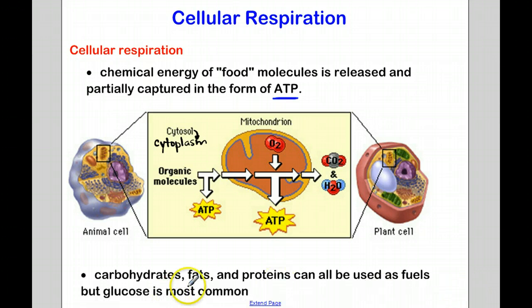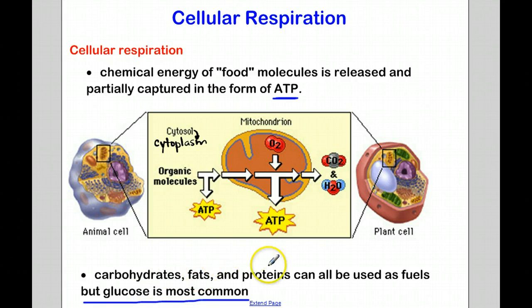Here's something important: carbohydrates, fats, and proteins can all be used from our food as fuels, but glucose is the most common. Okay, glucose is really generally what eventually makes its way into this whole process. And remember that glucose is just a simple sugar from carbohydrates. So carbohydrates are one of the most common, easiest ways to get glucose, or eating simple sugars.